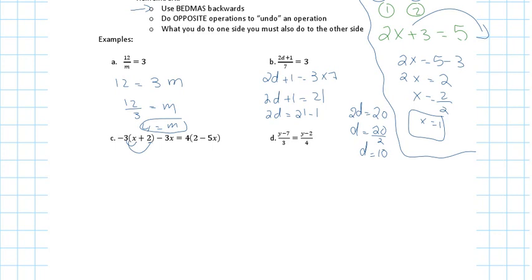So I'm going to have to multiply that negative 3. Don't put an equal sign, because there's already an equal sign in the middle. We don't put an equal on the outside. So negative 3x minus 6 minus 3x equals 8 minus 20x. So I'm distributing, I am multiplying.